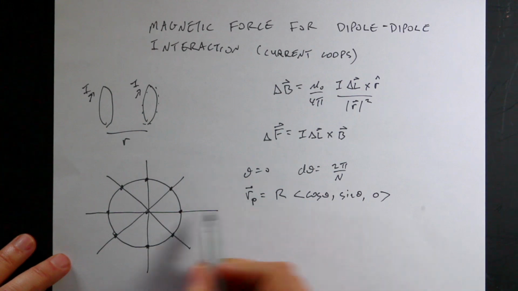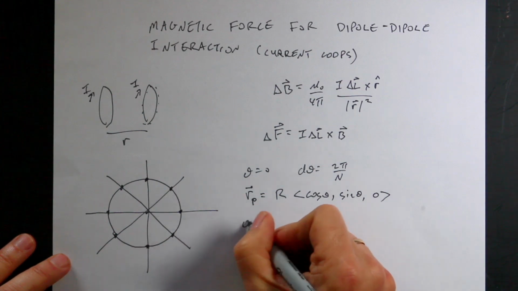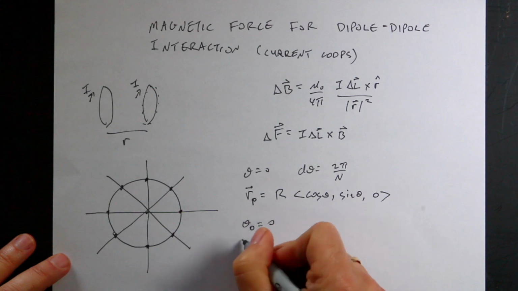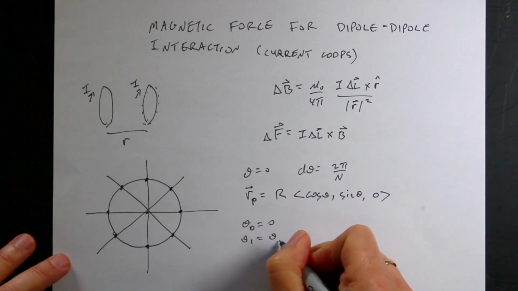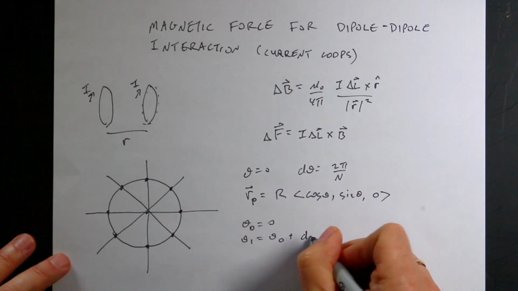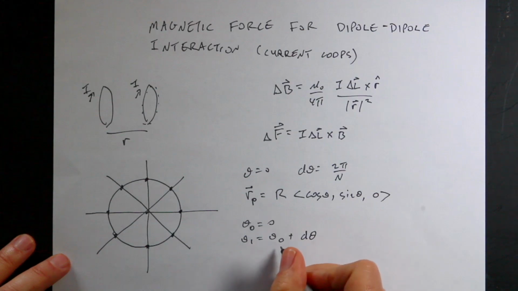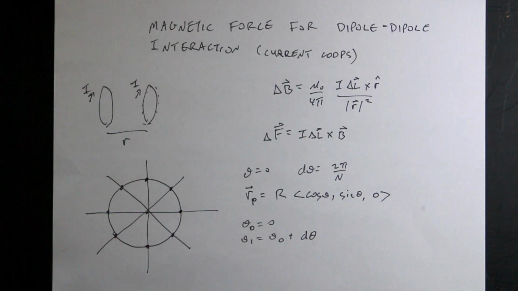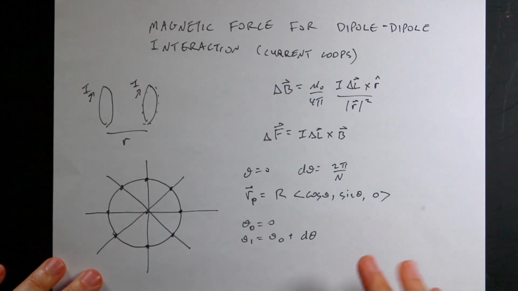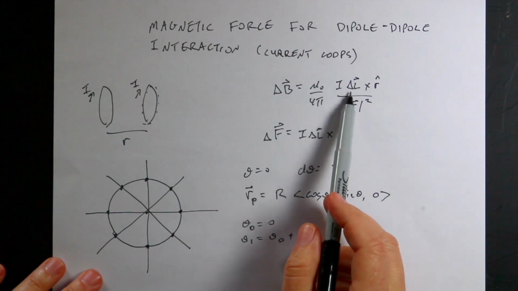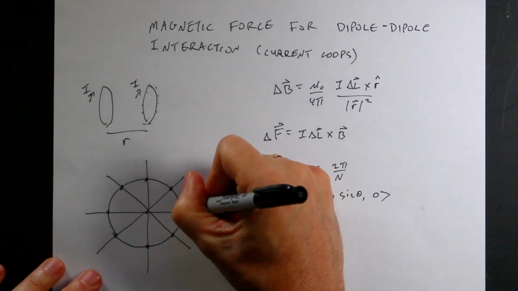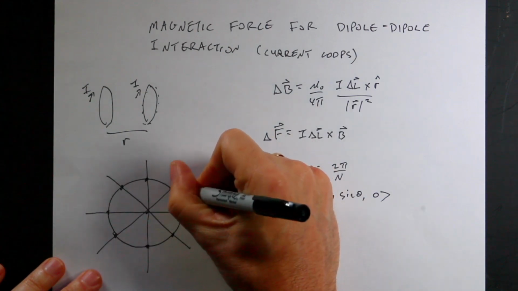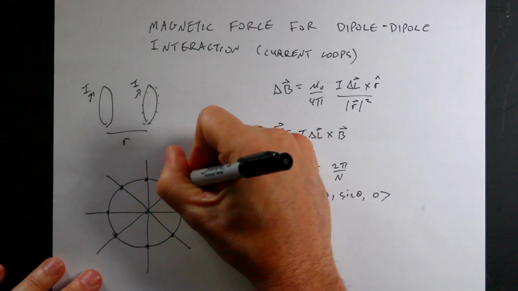So if I change theta, with theta 0 equals 0, theta 1 equals theta 0 plus d theta, theta 2 equals theta 1 plus d theta, I can change the theta and find all these pieces. But that's not nearly good enough, because I need this delta L vector. So let's just draw some of these delta L vectors. So this would be delta L. This is delta L.